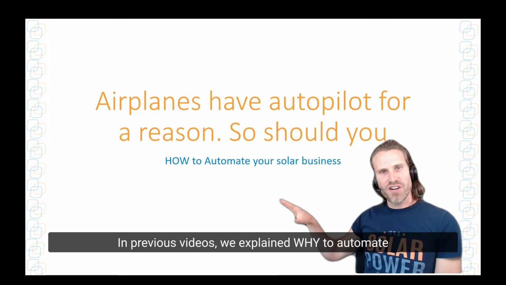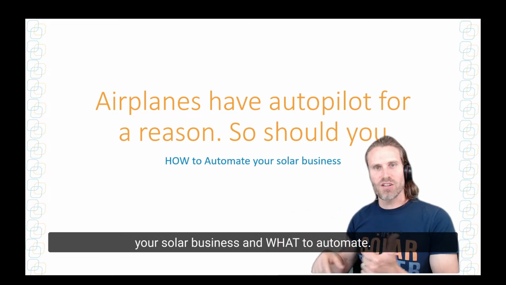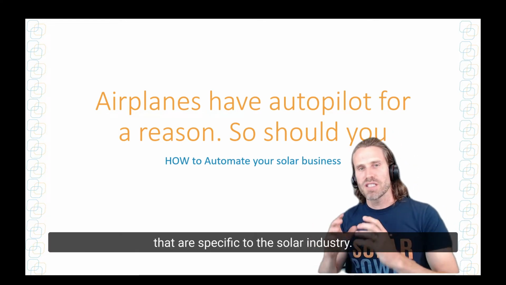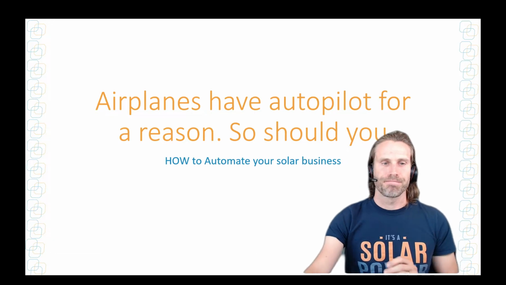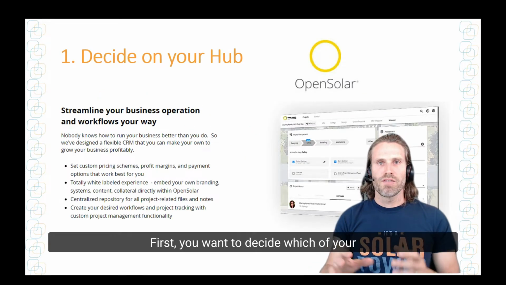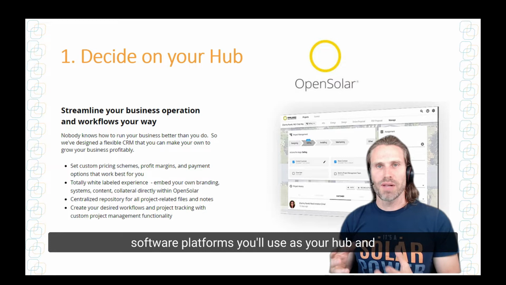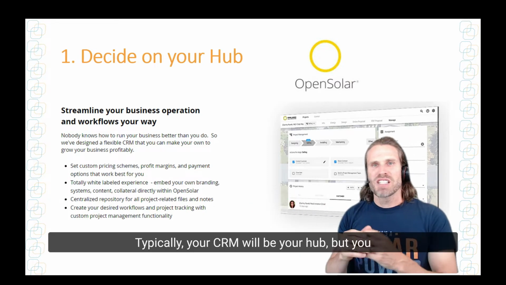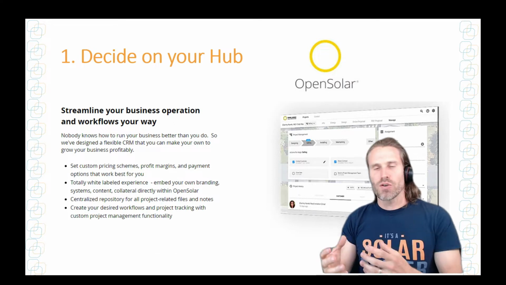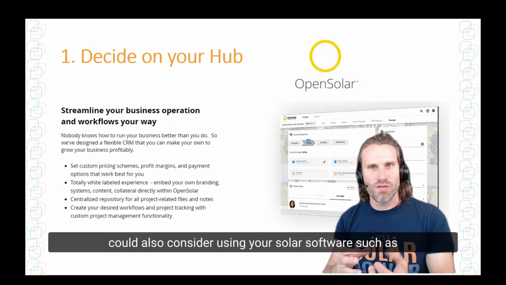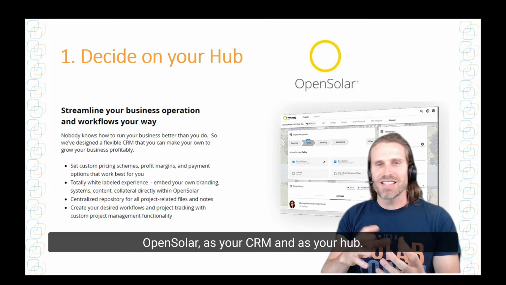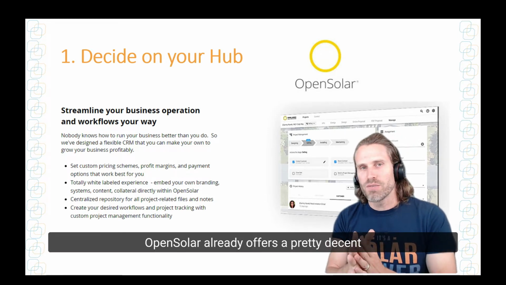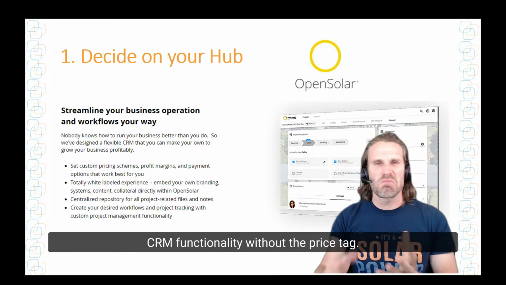In previous videos, we explained why to automate your solar business and what to automate. I'm going to focus on some things that are specific to the solar industry. First, you want to decide which of your software platforms you'll use as your hub, and the rest will be your spokes. Typically, your CRM will be your hub, but you could also consider using your solar software, such as OpenSolar, as your CRM and as your hub. OpenSolar already offers a pretty decent CRM functionality without the price tag.